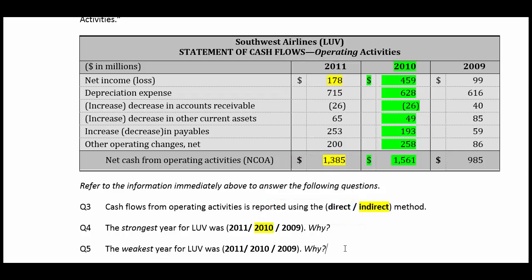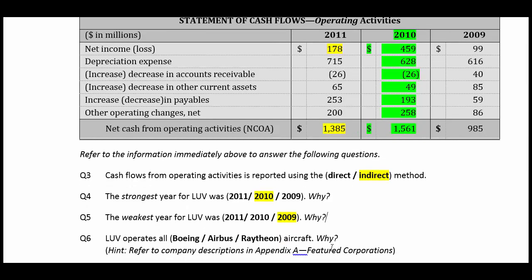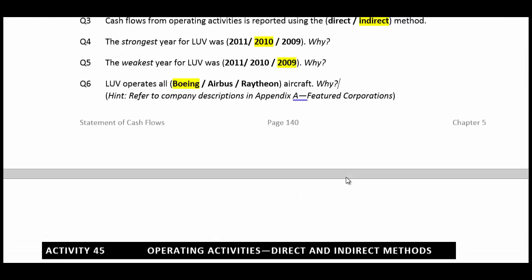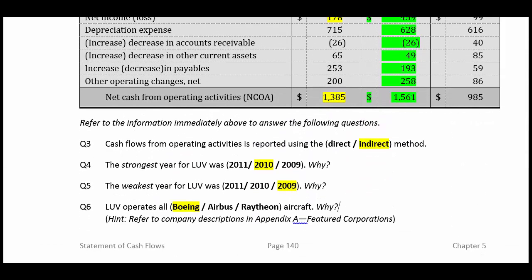The weakest year was what? 2009. Because there you have the lowest income and the lowest cash flow. And we talked about this before. They run all Boeing 737s. Okay, great. We're going to come back to 45 in a few minutes.